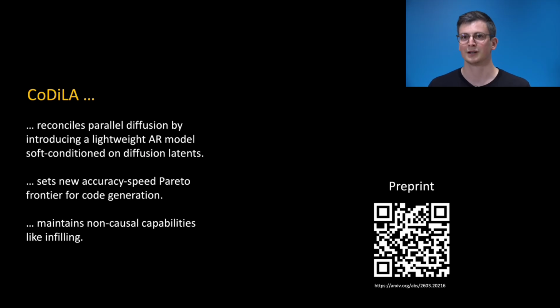To conclude, CODILA enables fast parallel generation in diffusion models by delegating local sampling to a lightweight, soft-conditioned AR model. This sets a new Pareto frontier for code generation while preserving the core benefits of diffusion, like bidirectional modeling and infilling. If you're interested, please check out the paper.